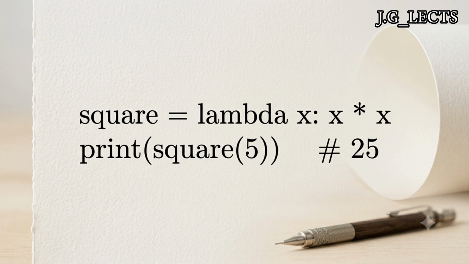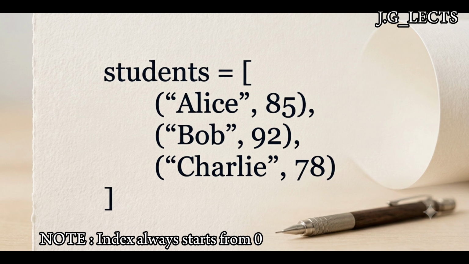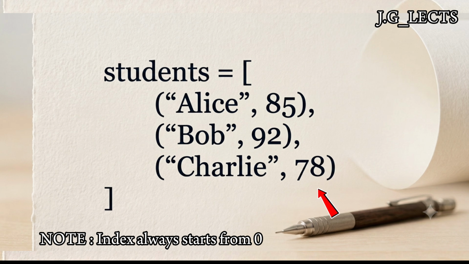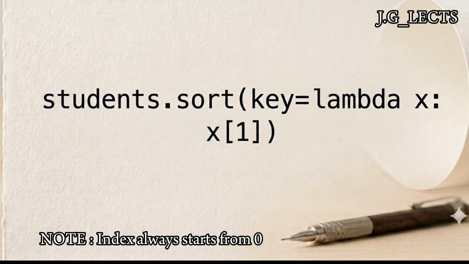The biggest real-world use of Lambda expressions is sorting. Suppose we have a list of students. If we write, the Lambda expression tells Python to use the second value, which is the student's marks, as the sorting key. Now let's make it more interesting.